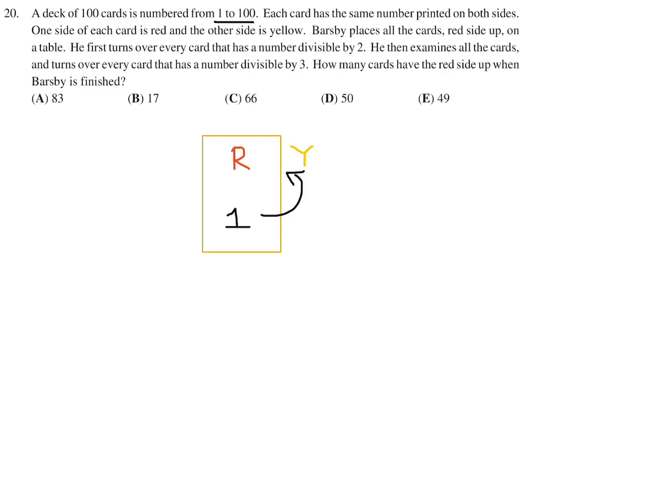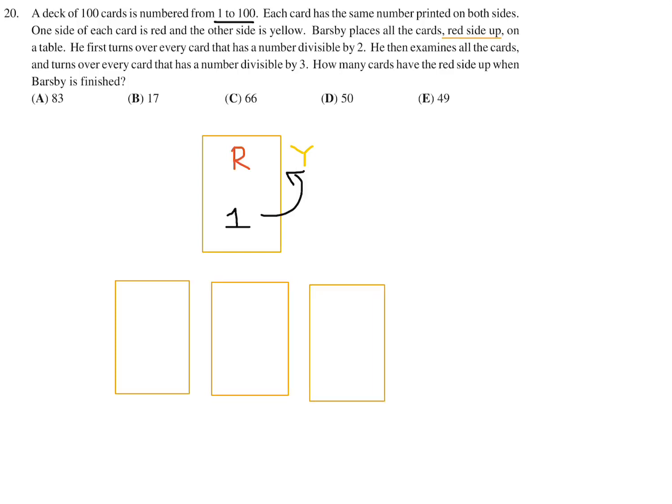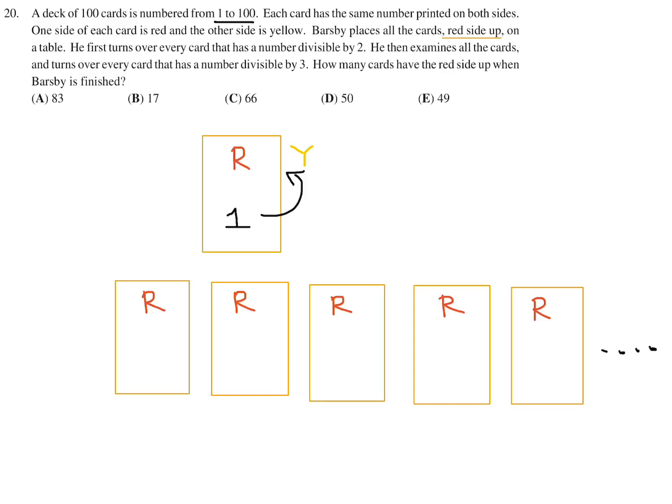So initially, when he places the cards on the table, he places them all red side up, like that. All the way, he just keeps on going, all the way up to 100. So these are now all reds. Red, red, red, like that. And they, of course, have numbers on them. They have the numbers 1, 2, 3, 4, 5, and so on.